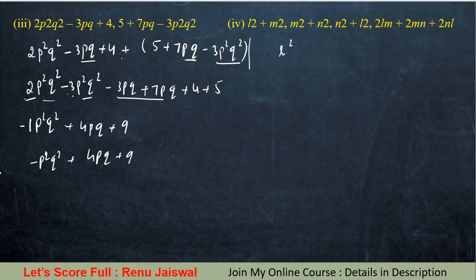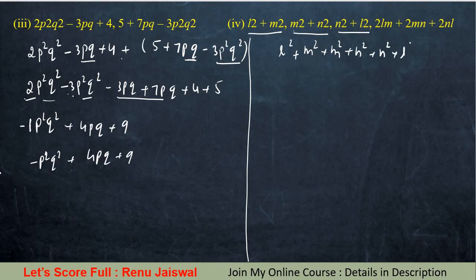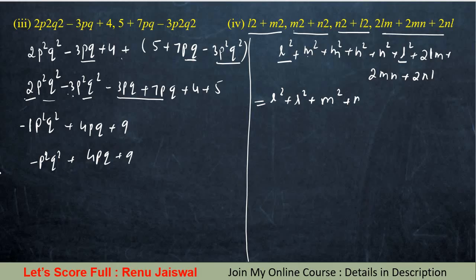Let's do the next one here. So it is L square, I'll just put a line over here, plus M square, N square. From here to here one term, then from here to here M square plus N square, then this N square plus L square, then this 2LM, 2MN, then 2NL. What next? L square and L square, write it separately. Then M square and M square here. Then almost all the terms are already separated in terms of like terms.